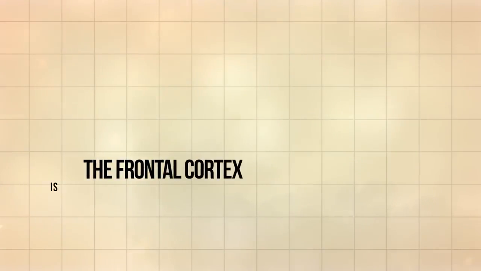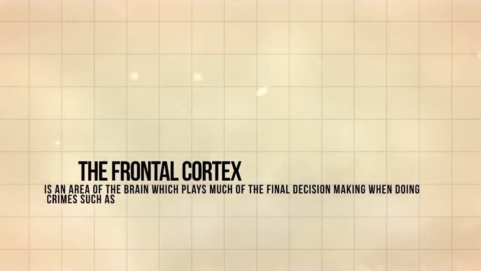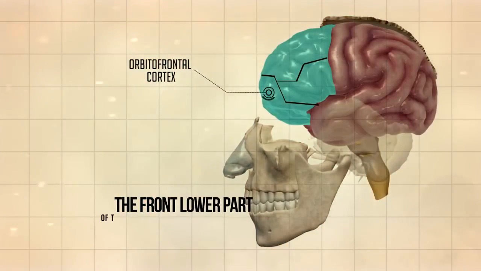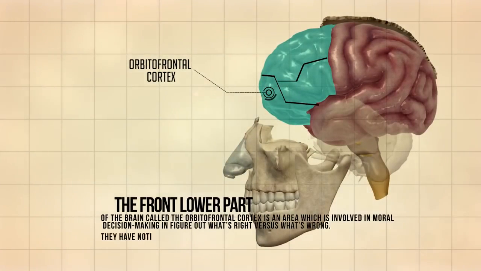The frontal cortex is an area of the brain which plays much of the final decision making when doing crimes, such as murders, serial killers, rapists, robbers, etc. The front lower part of the brain, called the orbitofrontal cortex, is an area which is involved in moral decision making, in figuring out what's right versus what's wrong. They have noticed a similar pattern in the brain scans of criminals in this region.